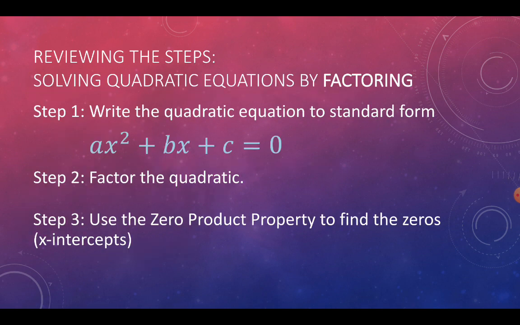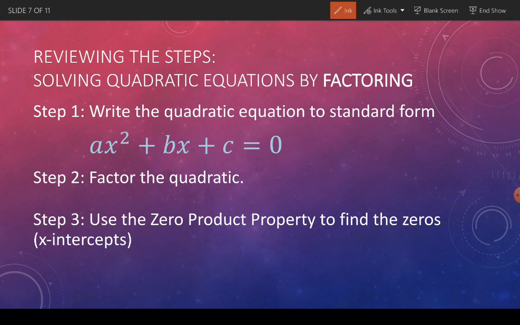First, let's review solving a quadratic equation using factoring. In order to solve a quadratic equation using factoring, there are 3 steps that we must follow. You want to write the quadratic equation in standard form. Then you want to factor the quadratic. And then use the zero product property to find the zeros or those x-intercepts.